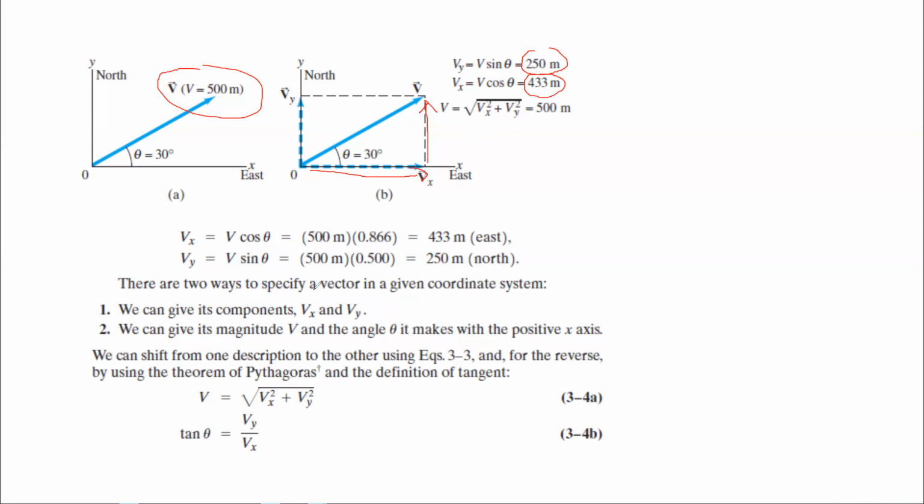So there are two ways to specify a vector in a given coordinate system. We can give its components, Vx and Vy, and of course, you can determine the Vx and Vy. So we'll know this is the x and this is the y, so we can determine which quadrant they belong to. We all know that x is positive and y is positive here, and here x is negative and y is positive in quadrant 2. In quadrant 3, both x and y are negative, and in quadrant 4, x is positive and y is negative.